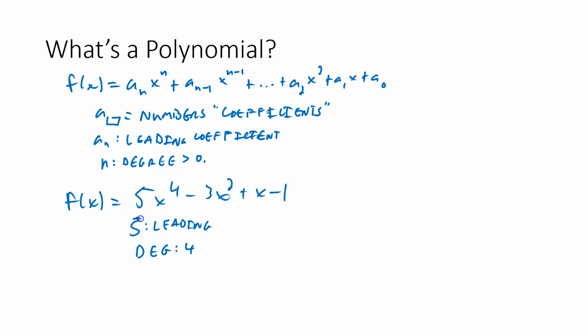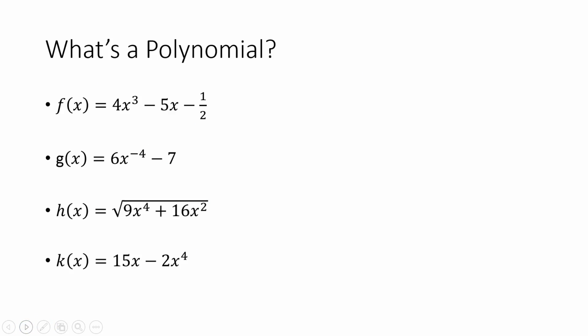Okay. Here are some things that might or might not be polynomials. So this first one, we have 4x cubed minus 5x minus 1/2. This one's okay. We've got a degree of 3. We have 3 terms here. We have a constant term over here, this 1/2. We've got a 4x cubed. Our 4 is our leading coefficient. And we have these 3 terms here, and every one of them has a positive exponent, so we definitely have a polynomial there.